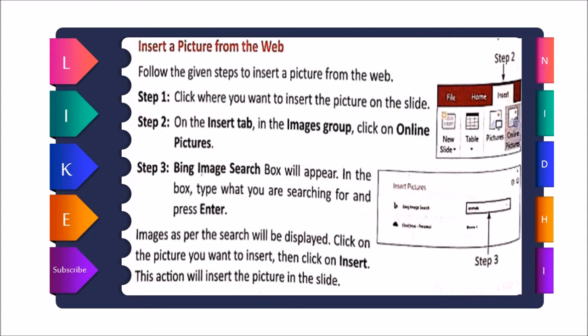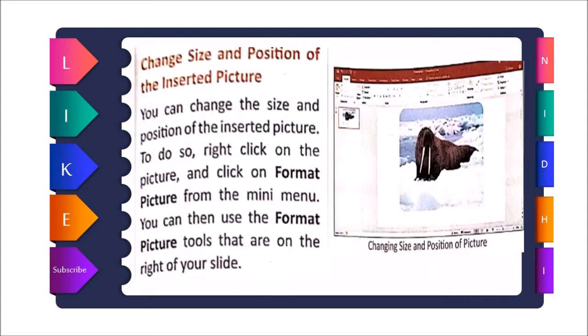Next is changing the size and position of the inserted picture. For that, you have to right click on the picture and click on format picture from the mini menu. Whenever you are right clicking, you will find this option format picture, and then go to picture tools that are on the right side of your picture. Like that you can resize the picture.